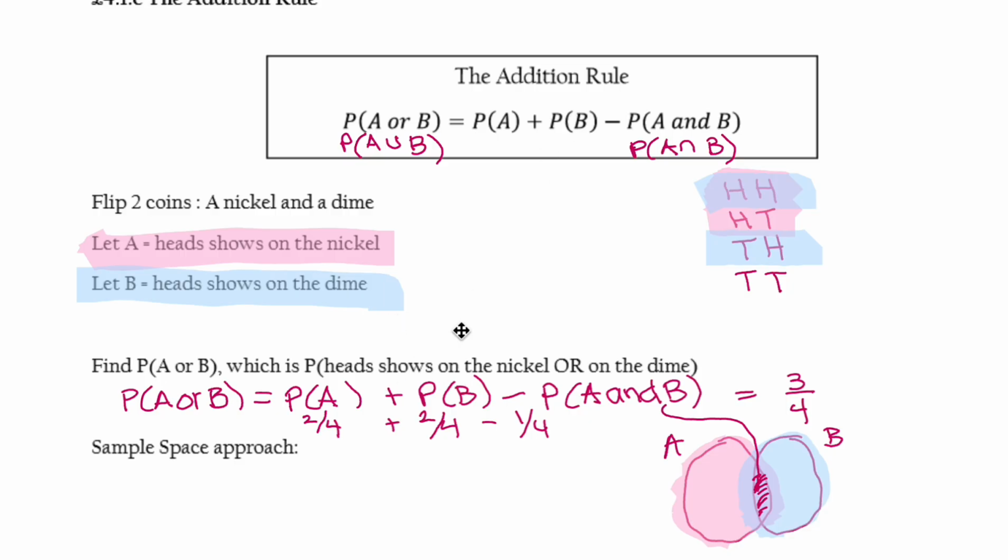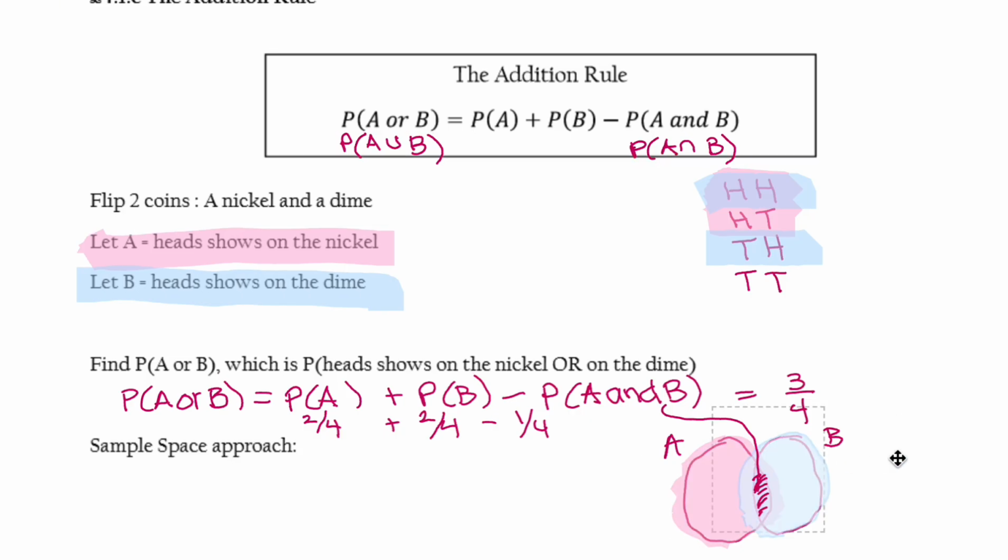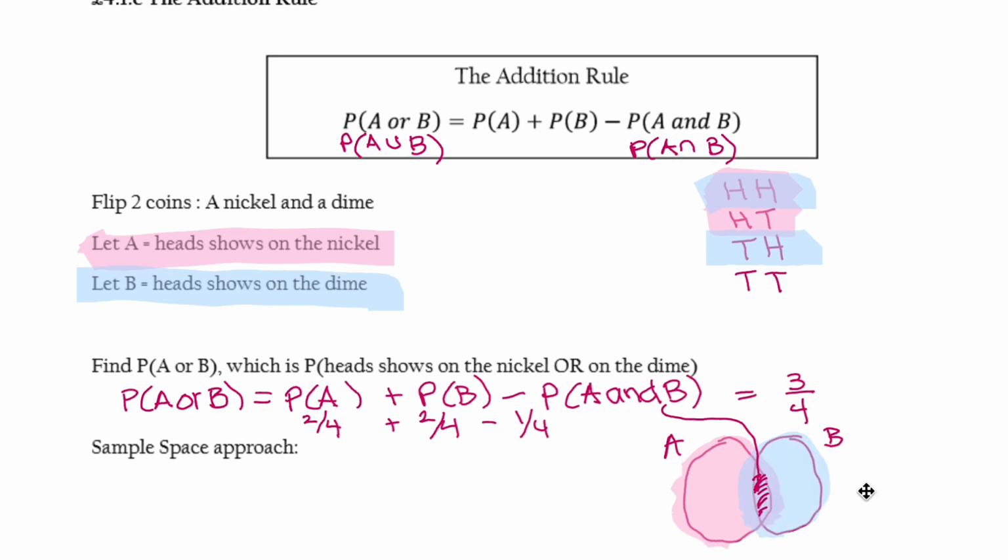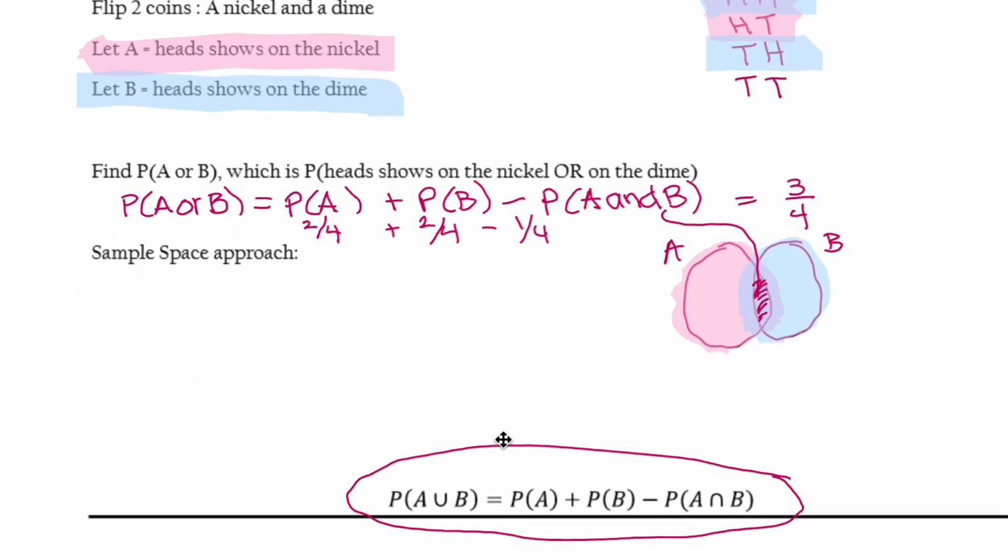We're going to first find the probability of heads shows on the nickel plus the probability of heads shows on the dime minus the probability of heads shows on both nickel and dime. If you take a look at this Venn diagram right here, we first find the probability of getting this pink circle, and then the probability of getting this blue circle, and minus the probability of the overlap section. And finally, we get 3 over 4. This is the sample space approach, which is right here.